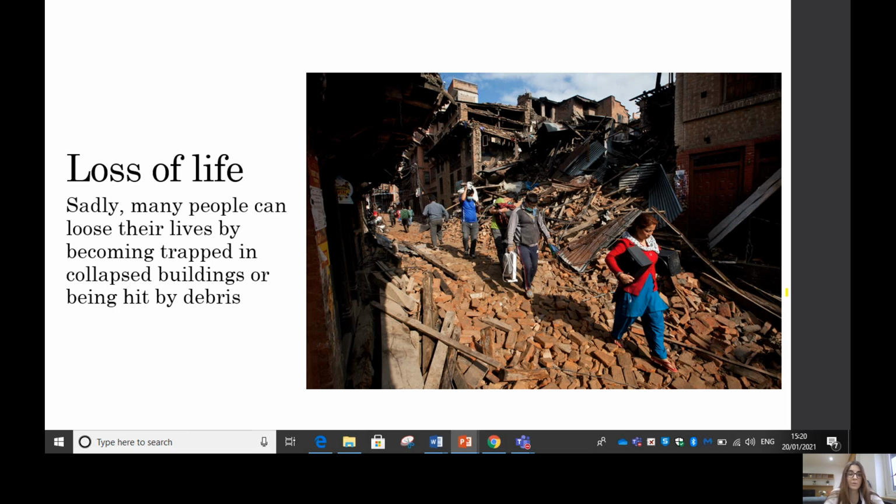Sadly, many people can lose their lives by becoming trapped in collapsed buildings or being hit by debris. Most people who sadly die during earthquakes don't die because the ground's shaking. Very few will lose their lives due to that. Sadly, lives are lost because man-made structures fall on top of them or they get trapped somewhere. So that's usually what causes deaths. It's not the earthquake itself, it's the fact that they get trapped or something hits them. So the first human effect is loss of life.